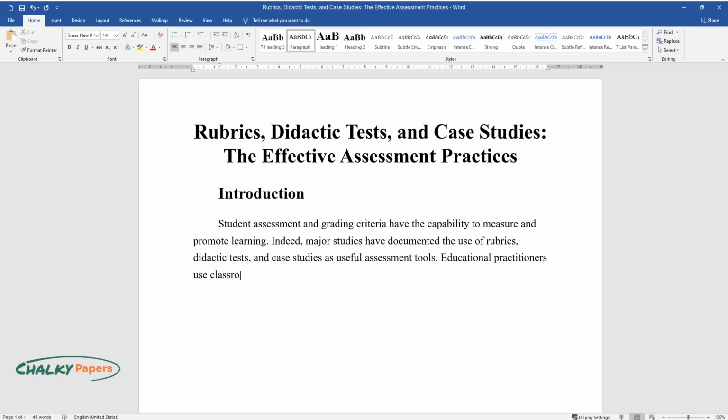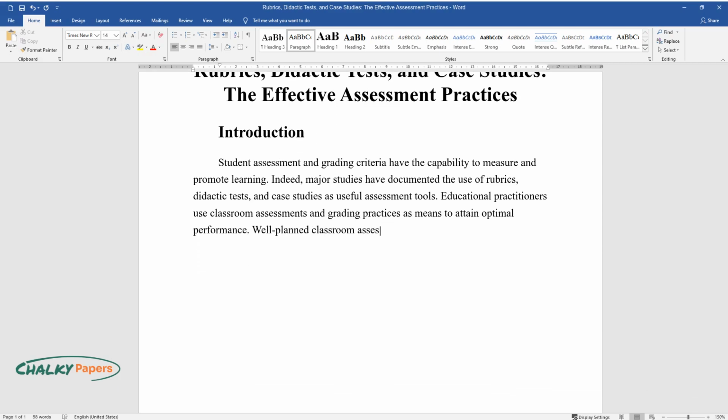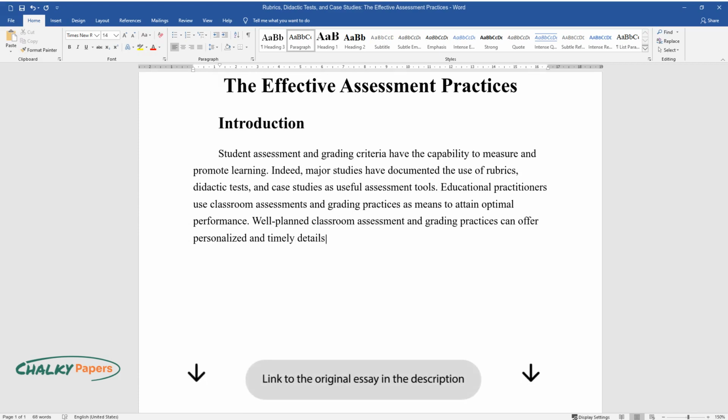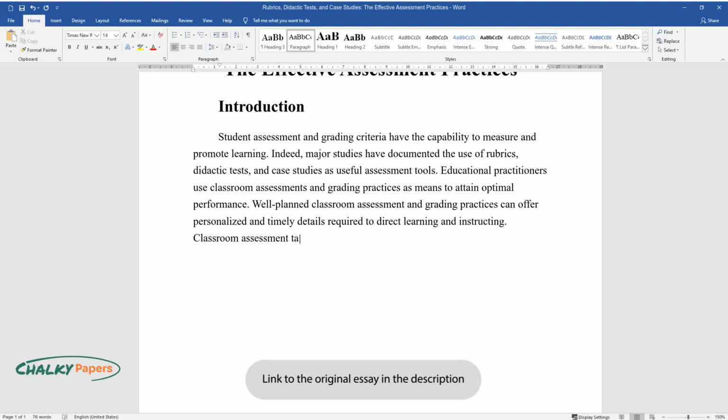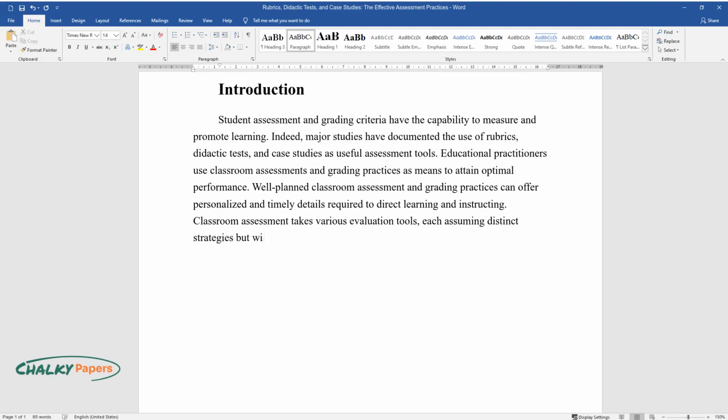Educational practitioners use classroom assessments and grading practices as means to attain optimal performance. Well-planned classroom assessment and grading practices can offer personalized and timely details required to direct learning and instructing. Classroom assessment takes various evaluation tools, each assuming distinct strategies but with a similar purpose of maximizing performance.